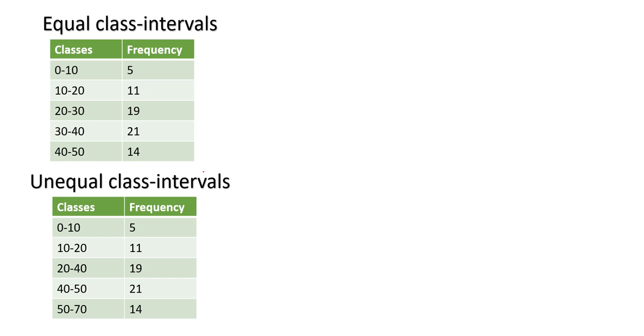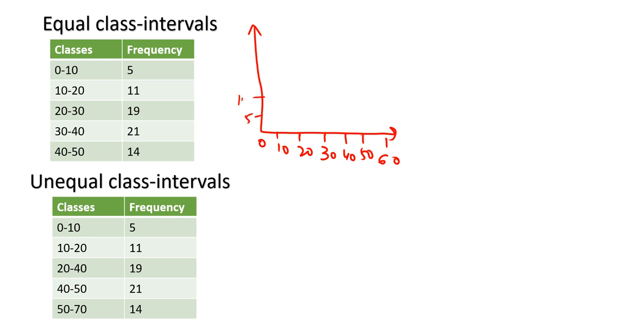Now let's talk about it in detail. First of all, we'll talk about making histograms for two types of class intervals. First is equal class interval and second is unequal class intervals. For equal class intervals, it is similar to what we talked about before. Here, that is 0 to 10, 10 to 20, 20 to 30, 30 to 40, 40 to 50, 50 to 60. And let's make our frequencies on the y-axis at a distance of 5: 5, 10, 15, 20, 25.